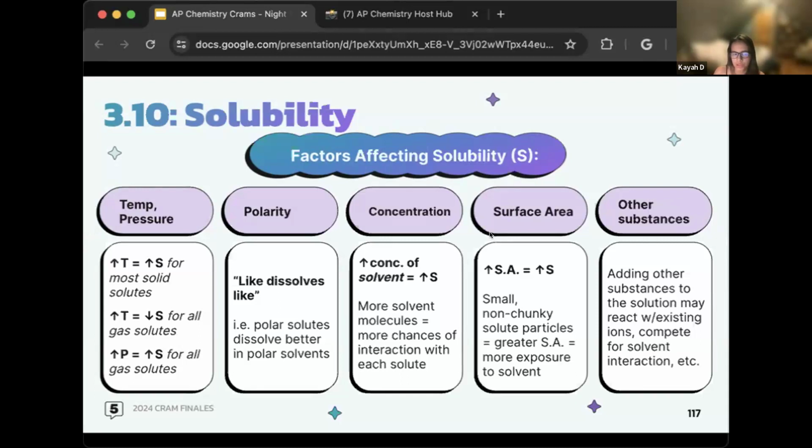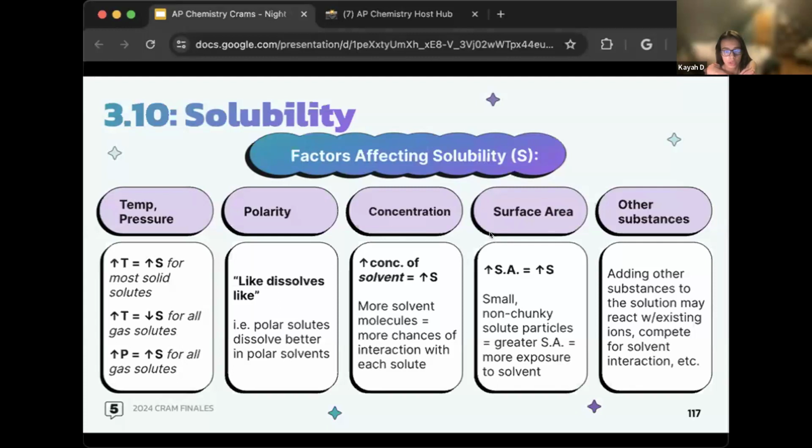So remember, it varies a little bit depending on whether it is a gas or a solid solute. For polarity, like I mentioned earlier, like dissolves like. So for example, polar solutes will dissolve much better in polar solvents, and similarly with nonpolar solutes and nonpolar solvents, the same applies. So remember, just like dissolves like.